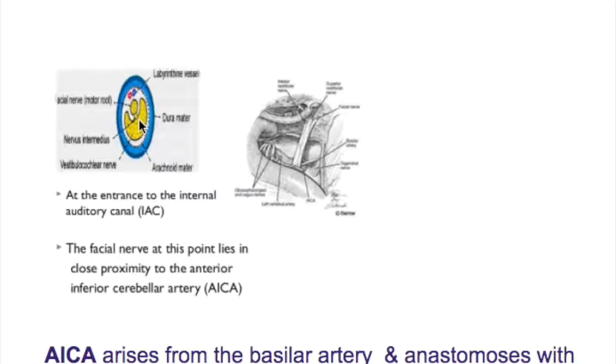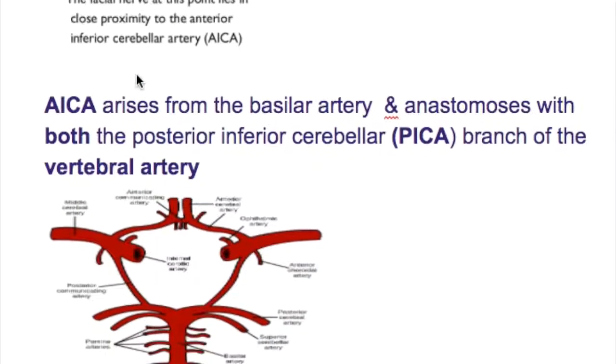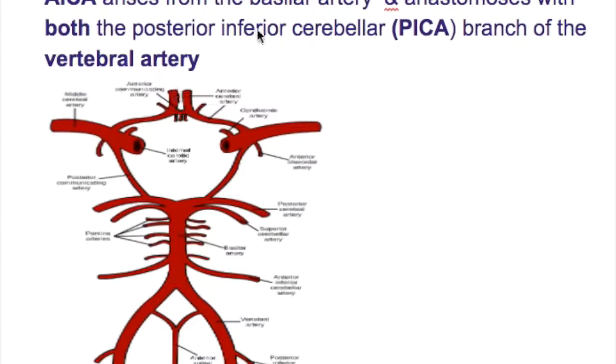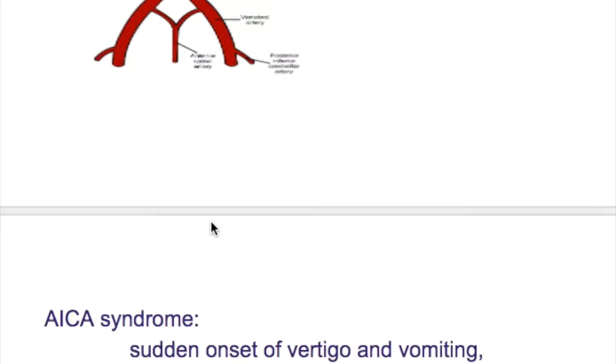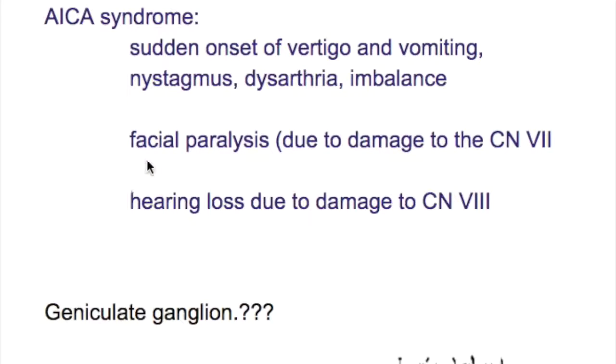Which artery is in close proximity to the motor division of the facial nerve? It is AICA, the anterior inferior cerebellar artery, in the internal acoustic canal. The anterior inferior cerebellar artery is a branch of the basilar artery. It anastomoses with the posterior inferior cerebellar artery, which is a branch of the vertebral artery. The facial nerve may be involved in AICA syndrome. And what is that? AICA syndrome: sudden onset of vertigo, vomiting, nystagmus, dysarthria, imbalance, and facial paralysis due to facial nerve involvement, and hearing loss due to the eighth cranial nerve involvement.